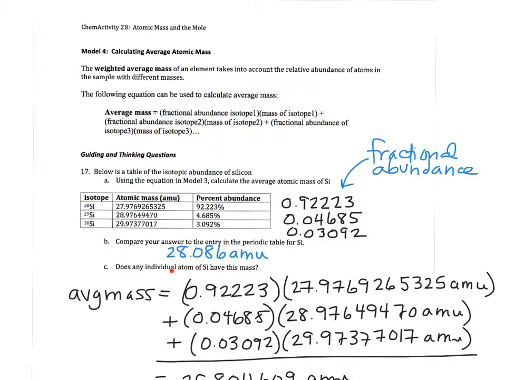Question C, does any individual atom of silicon have this mass? The answer to that is no. This is the average. Now we do have individual atoms that have this mass, or this mass, or this mass, but no individual atom has this mass. This is the weighted average of all the different types of isotopes in the sample.